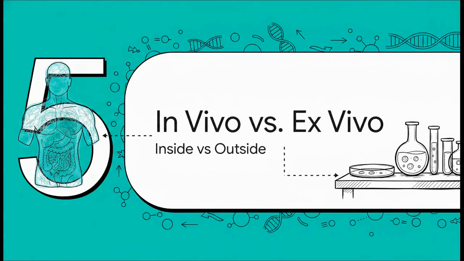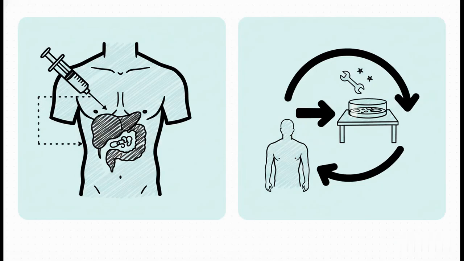Section 5. In vivo versus ex vivo. So the crucial point is that understanding these vehicles brings us to the two ultimate battlegrounds of gene therapy. In vivo editing means formulating your CRISPR components and injecting them directly into the patient, allowing the delivery vehicle to find and edit the target organ naturally in situ.